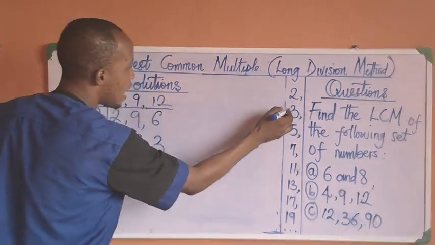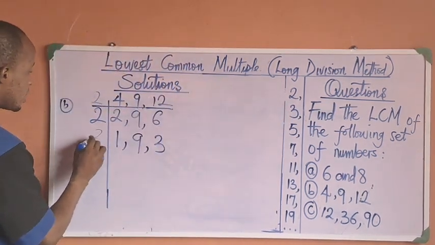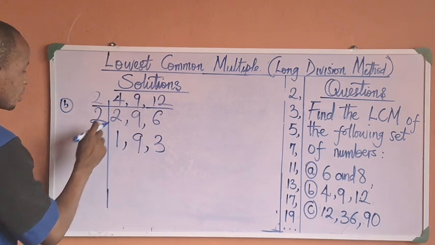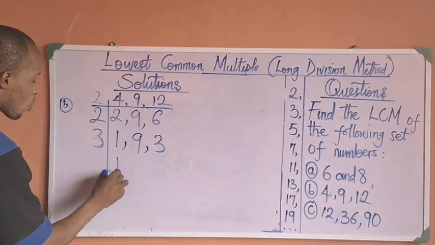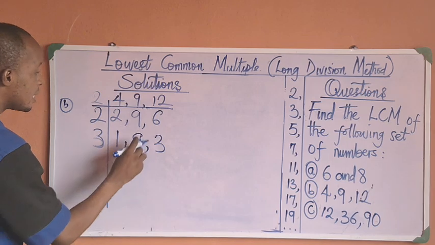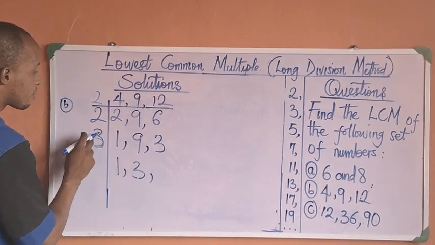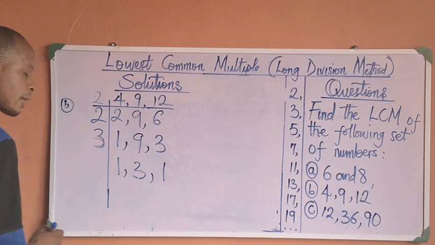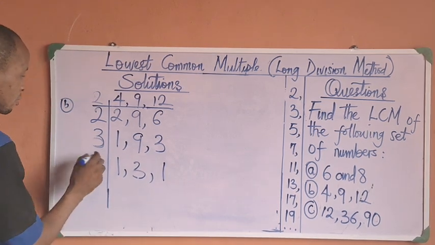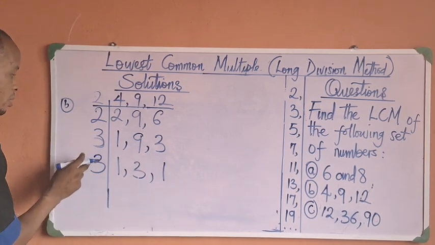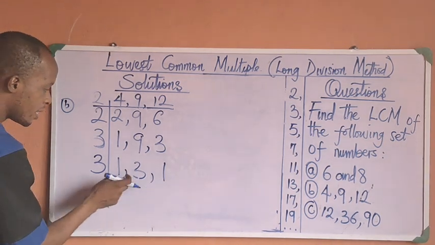So I move to the next prime factor, which is 3. Okay. 3 cannot divide 1, so we repeat 1. 3 will divide 9 3 times. 3 times 3 is 9. Okay. And 3 will divide 3 1 time. So the next is, I'm still going to use the same 3 because 3 can divide one of the answer.